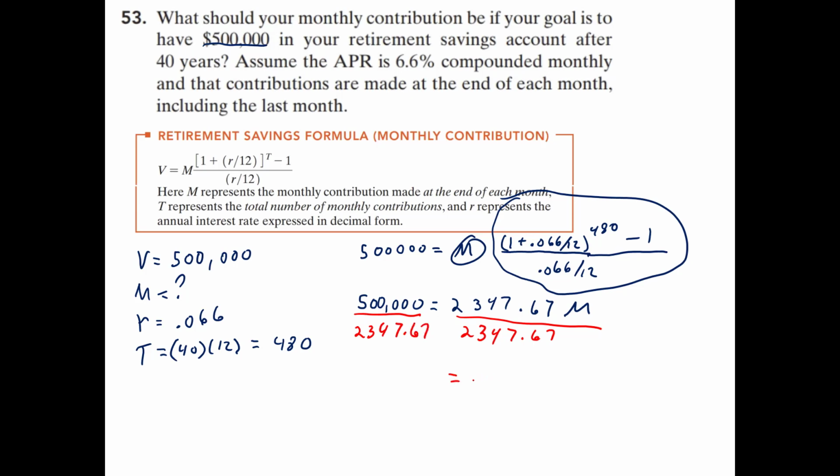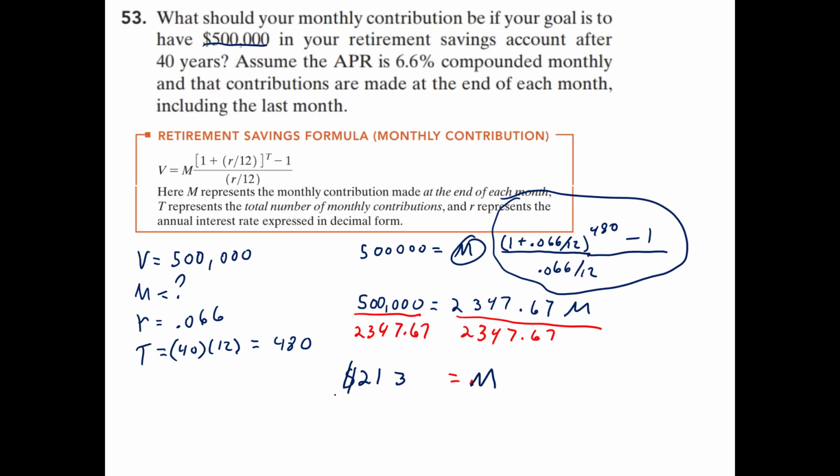And so we get 500,000 divided by, and according to this, your monthly payment will be $213, rounded to the nearest dollar. You want to have $500,000 ready for retirement in 40 years. You'll need to contribute $213 every month for 40 years.